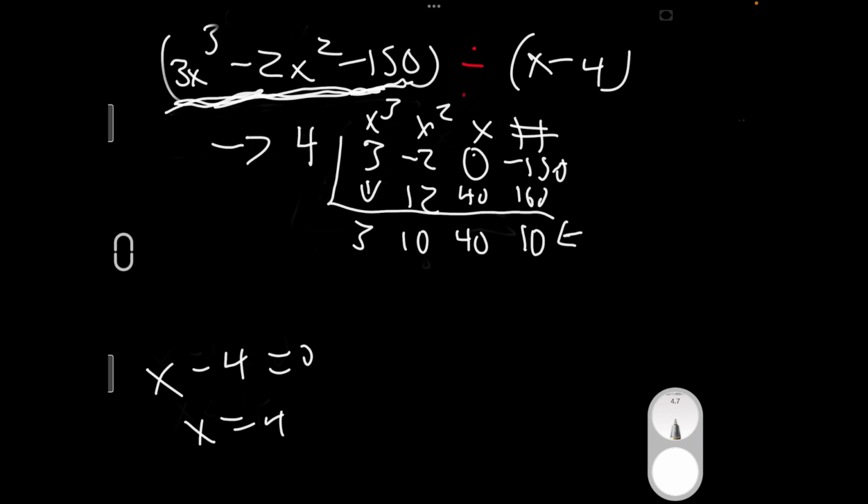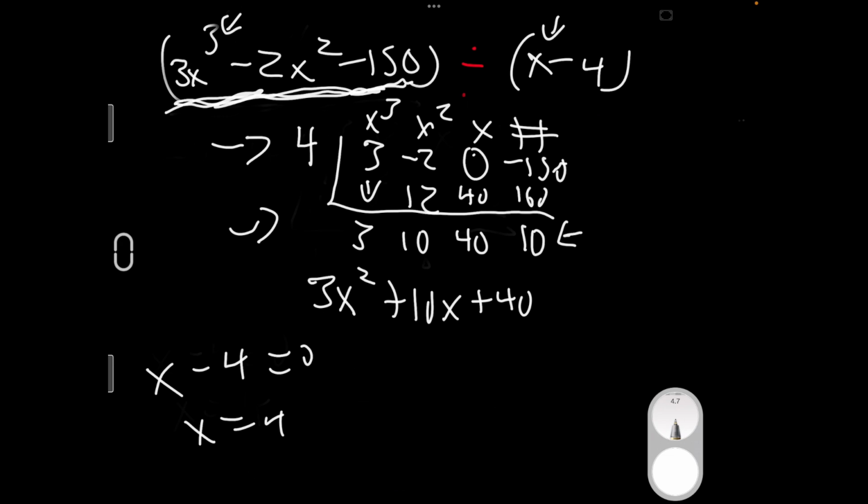So now that we know we have these numbers, all we have to do is write down the proper term for each. So for 3, it would be 3x squared. It's x squared because x cubed divided by x is x squared. So then it would be 10x, since this is a 10. Then it would just be 40. But what do we do with this 10 here?